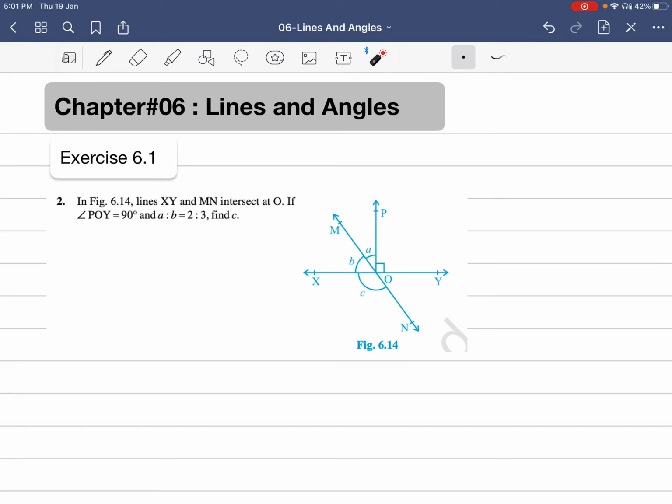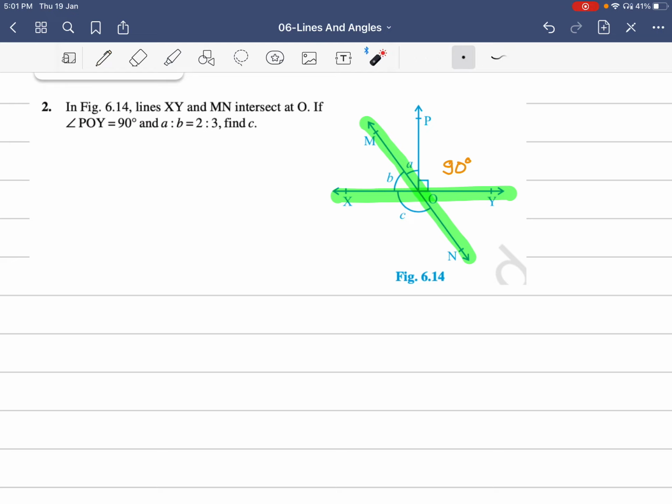So I'm going to just make a note there. This angle is 90 degree. And a is to b, so this is the measure of angle a, and this is the measure of angle b. So the ratio of their values a is to b is 2 is to 3. Then we have to find c. c is this angle. First of all, let's get rid of the highlighter so that it's easy to understand.